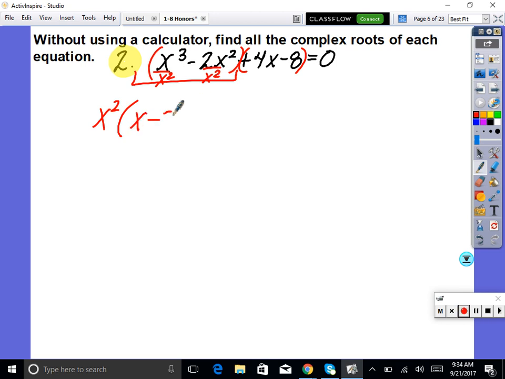Left is x minus 2. Pull out positive 4. It's a miracle because it did factor by grouping, so hallelujah, we don't have to use P over Q. That's kind of my last resort, to be honest.